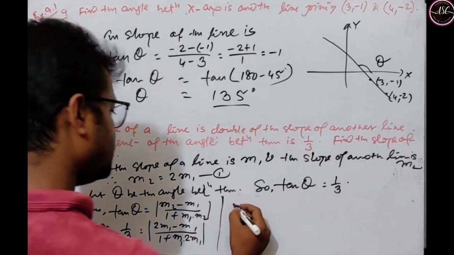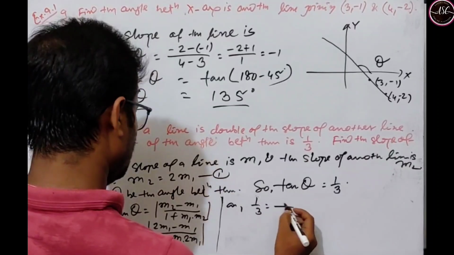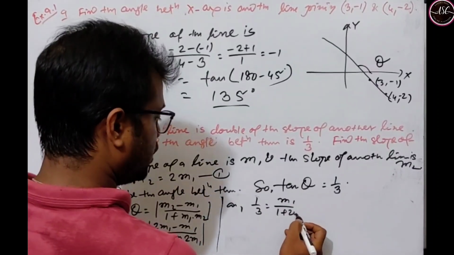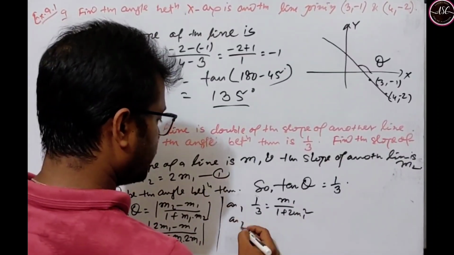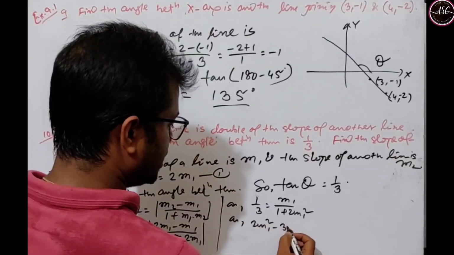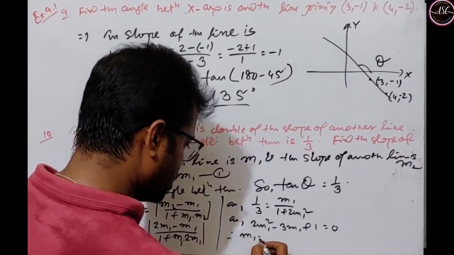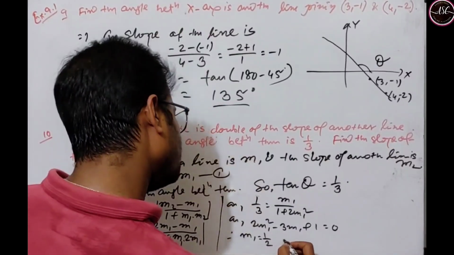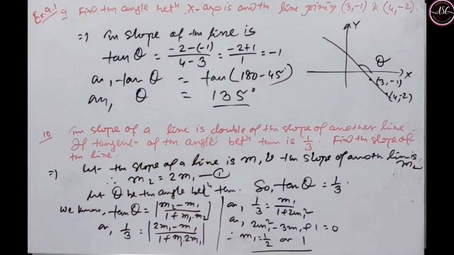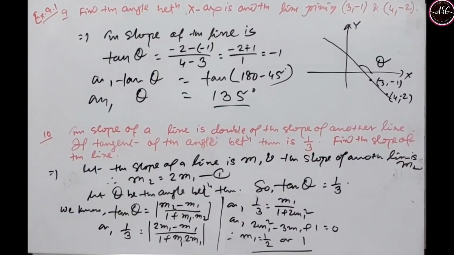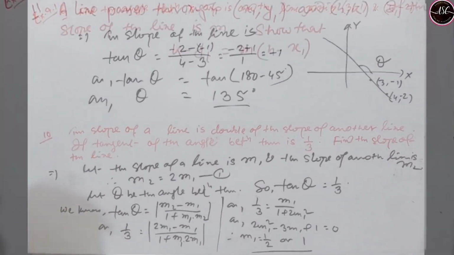This can be written as 1/3 equals m1 divided by (1 plus 2 m1 square), or 2 m1 square minus 3 m1 plus 1 equals 0. Therefore by solving this we get m1 equal to half or 1. So the slope of the other line is half or 1. Okay, clear?